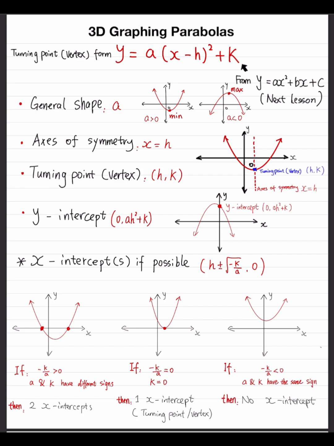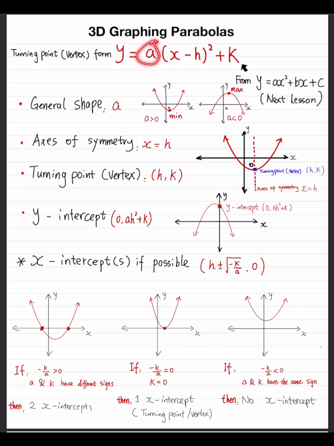Firstly, the turning point form, or we call it the vertex form, is written as y equals a(x minus h) squared plus k. There are key parameters in this vertex form, which are a, h, and k. We're going to take a look at them one by one here.